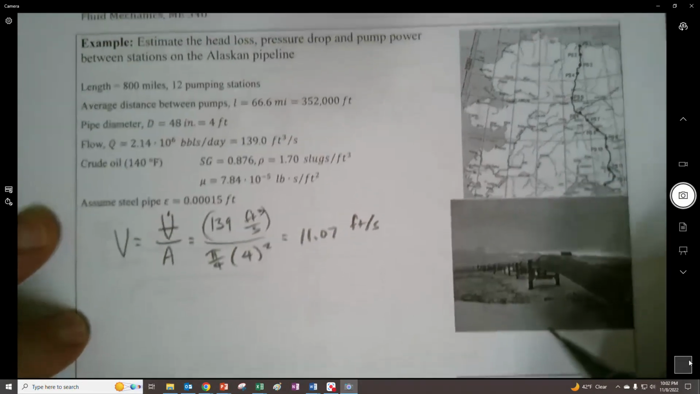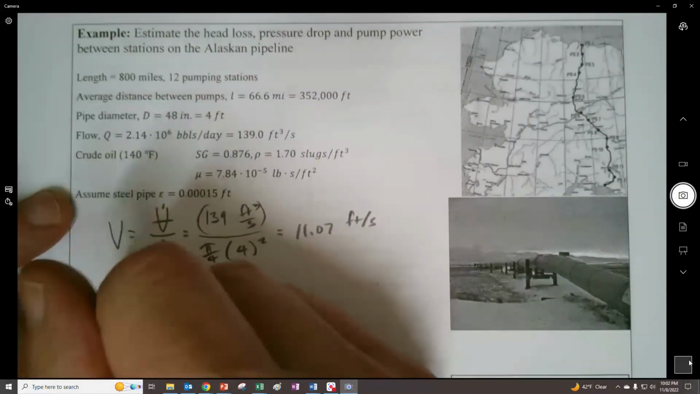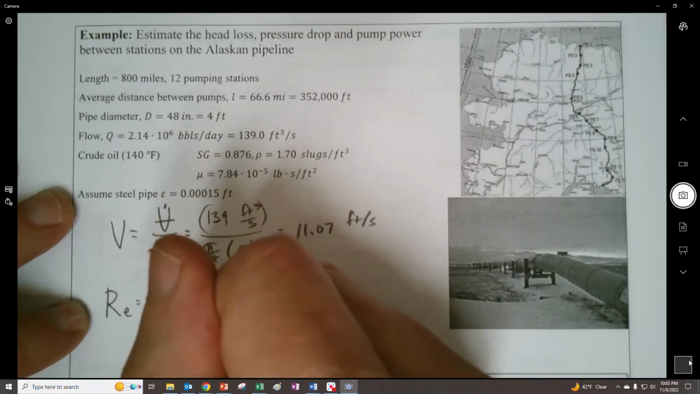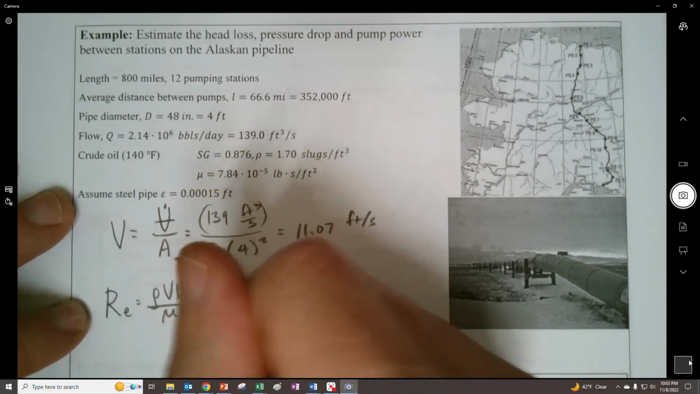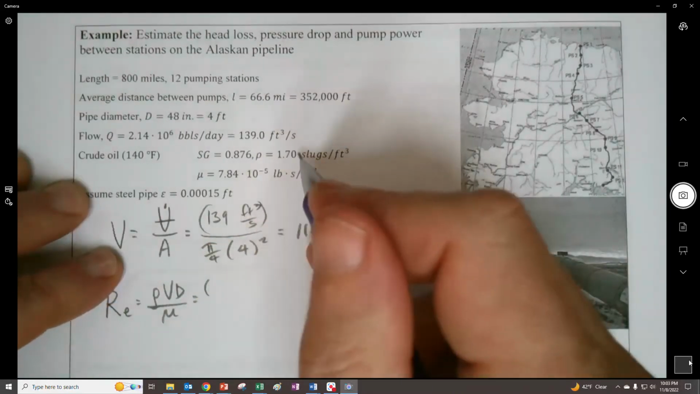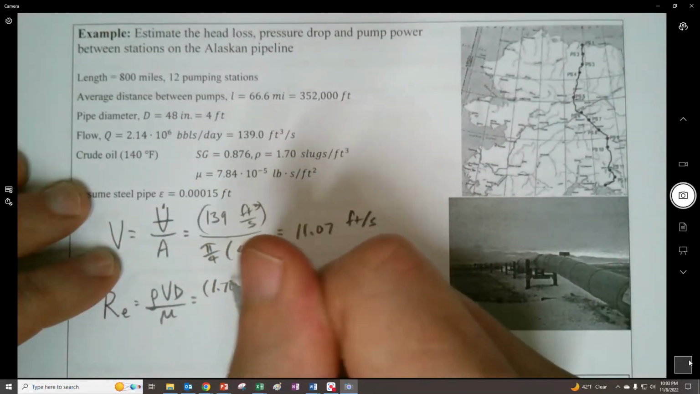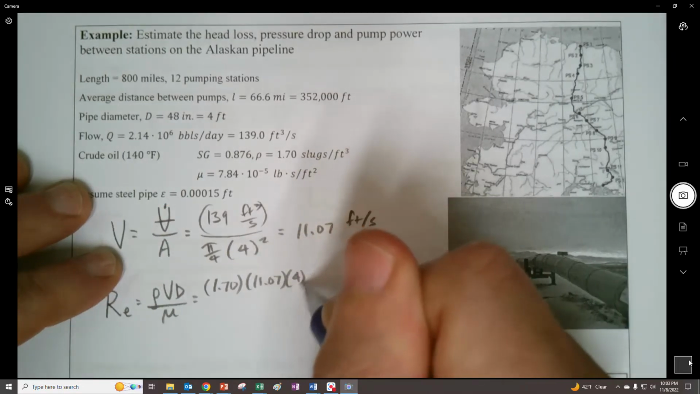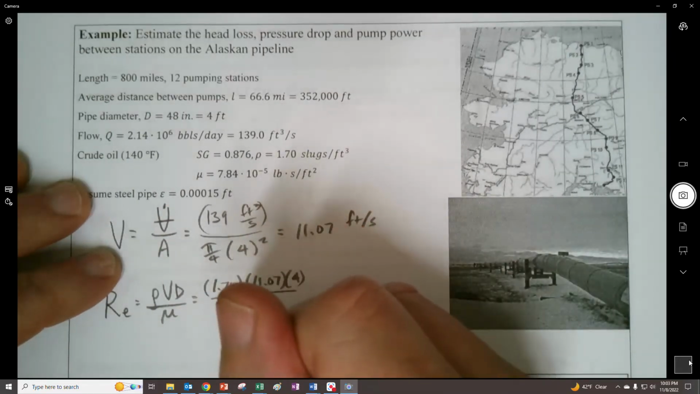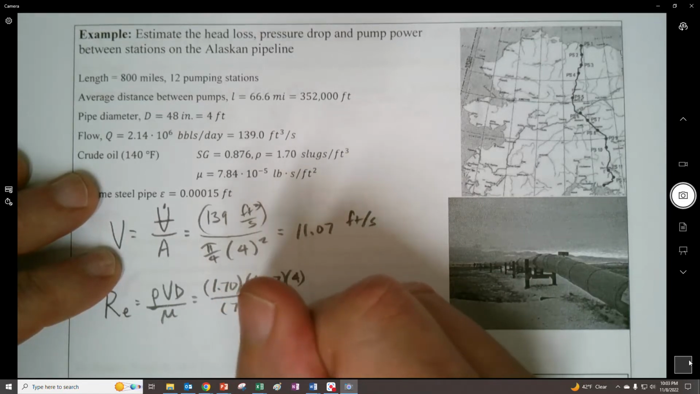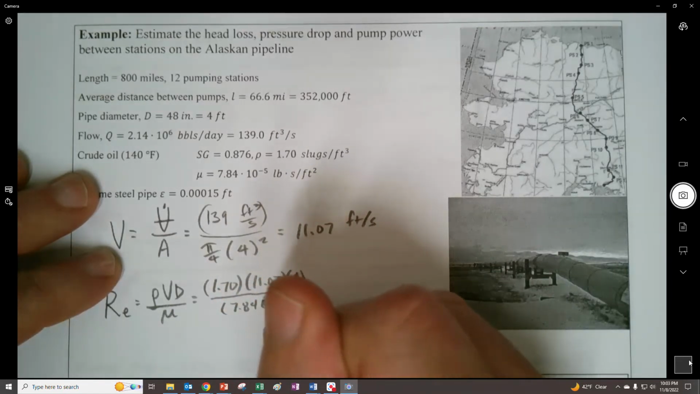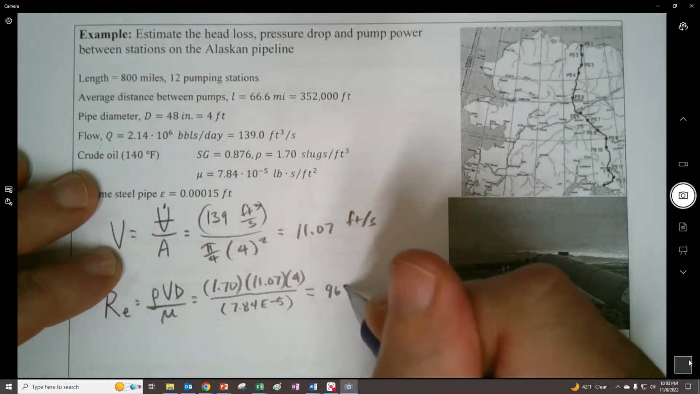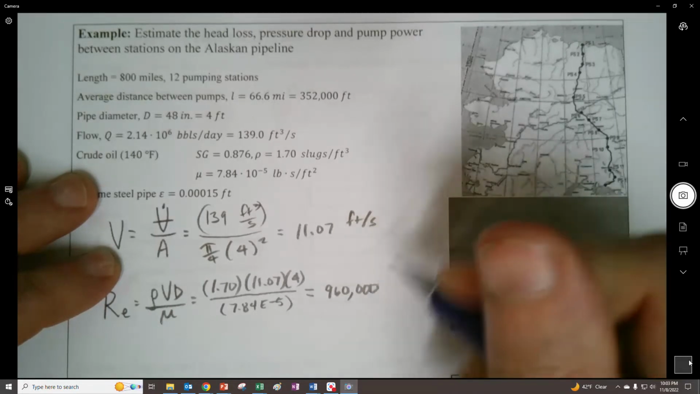Our first thing to find is the Reynolds number. So take the density, velocity, diameter, and viscosity. Our density was 1.70, velocity we just found, diameter is 4, and viscosity is 7.84e-5. And you get 960,000.